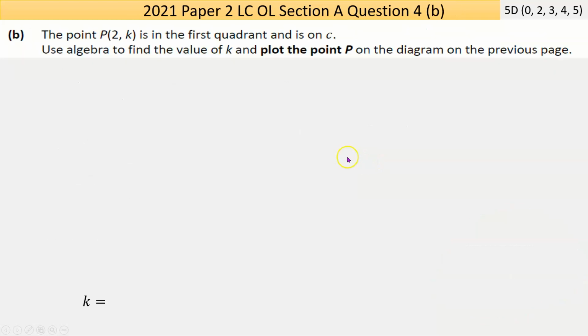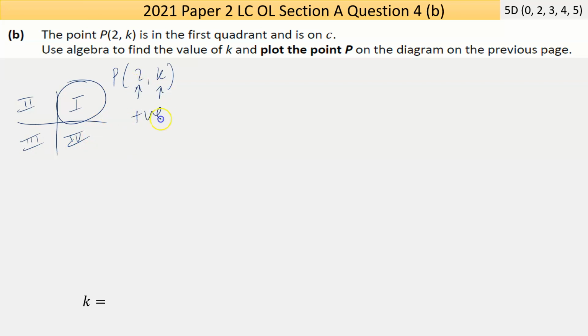Now, here's one last part. The point P has the coordinates (2, k). So I'm going to put down here (2, k). It's in the first quadrant. Now, if I was just trying to figure out what's going on here, this is quadrant 1, quadrant 2, quadrant 3, and quadrant 4. So if my point is in here, both x and y are positive. In this case, 2 and k are both positive, and they tell me the point is on C.